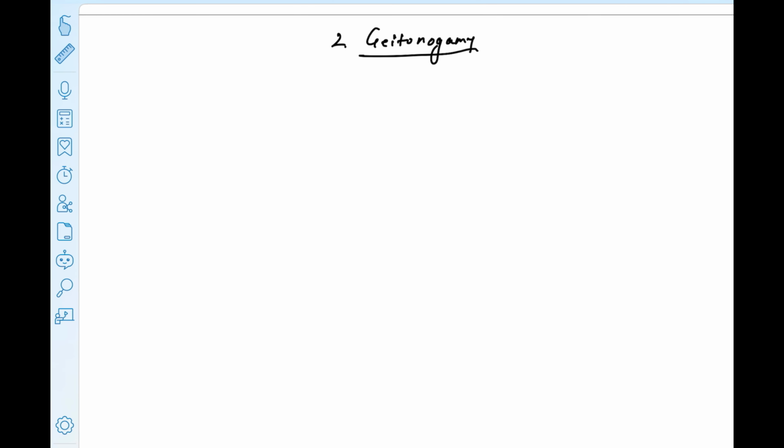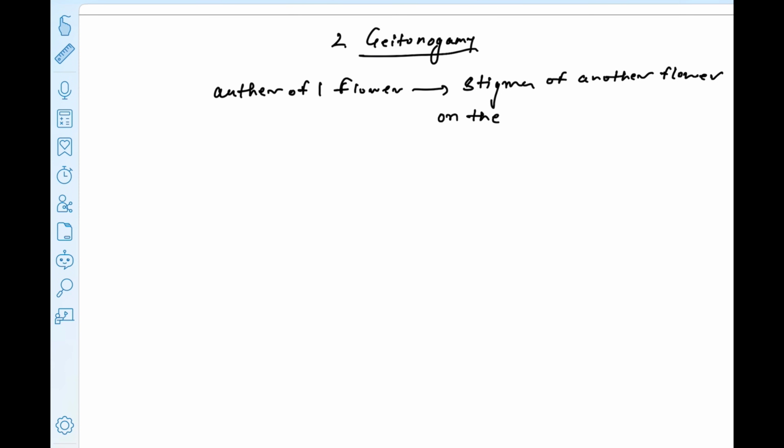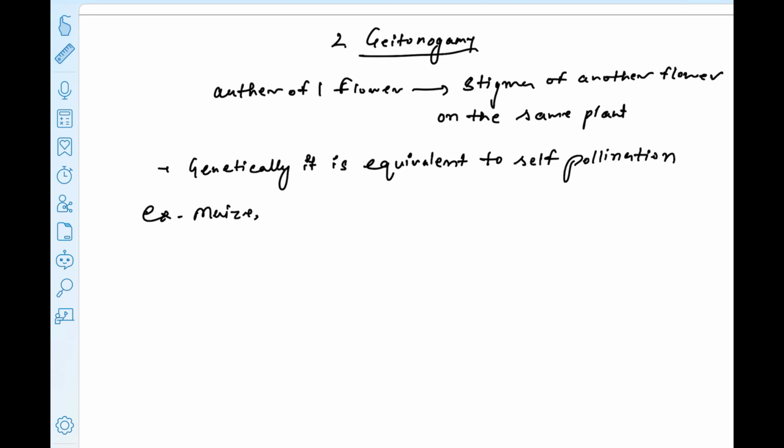In geitonogamy, transfer of pollen grains from the anther of one flower to the stigma of another flower on the same plant takes place. It looks like cross-pollination between two flowers, but genetically it is equivalent to self-pollination. Why? Because the pollen comes from the same plant. Okay, and examples are maize, sunflower, and coconut.